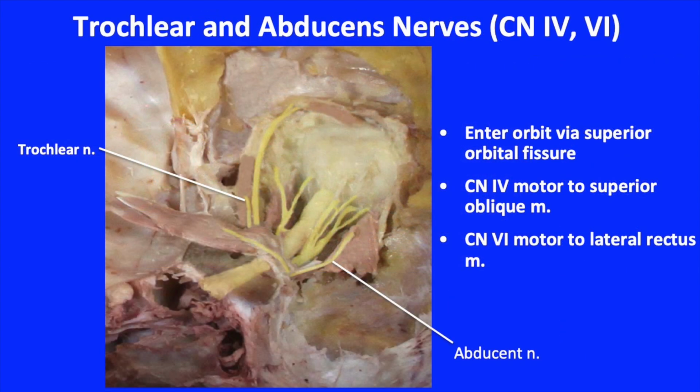We again look at the trochlear and abducens nerves, and these are straightforward. Each is only motor to one muscle. The trochlear to the superior oblique, the abducens to the lateral rectus. Also, understand why double vision ensues if these nerves are damaged.